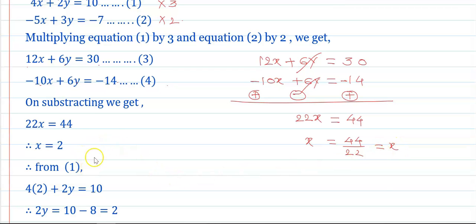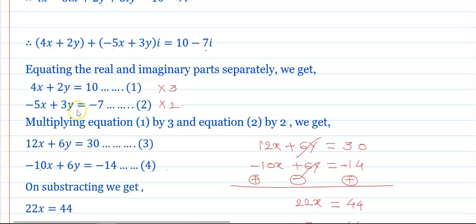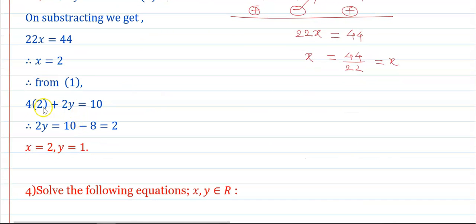Put x is equal to 2 in equation number 1. What is equation 1? 4x plus 2y is equal to 10. If we put the x value 2, 2 into 4 you will get 8. 8 plus 2y is equal to 10. Transfer this 8 to the right hand side. It will become minus. 10 minus 8, you will get 2. Therefore, 2y is equal to 2, and therefore y is equal to 2 upon 2. You will get y is equal to 1, and hence the value of x is 2, y is 1.